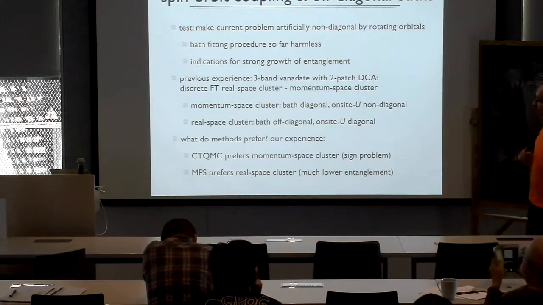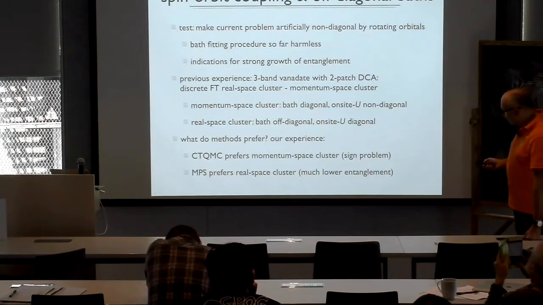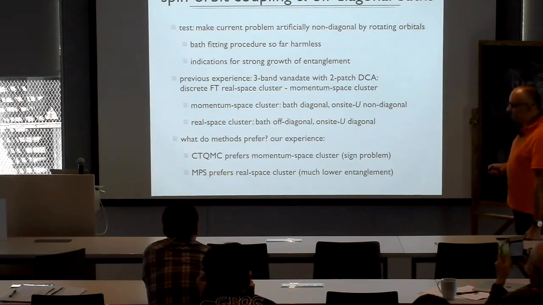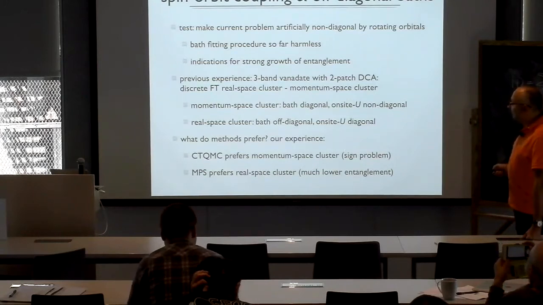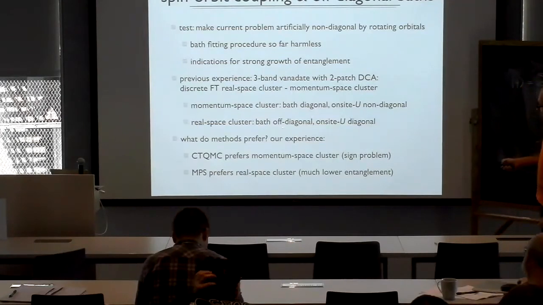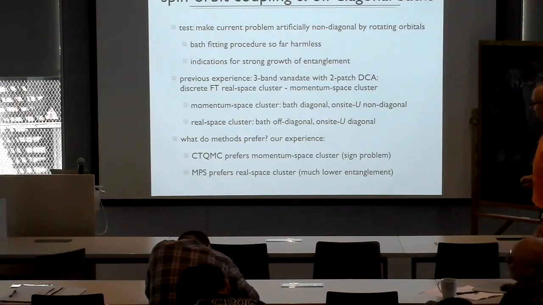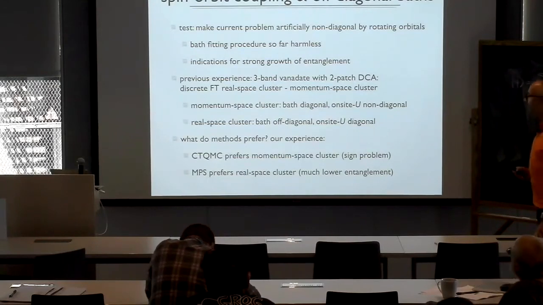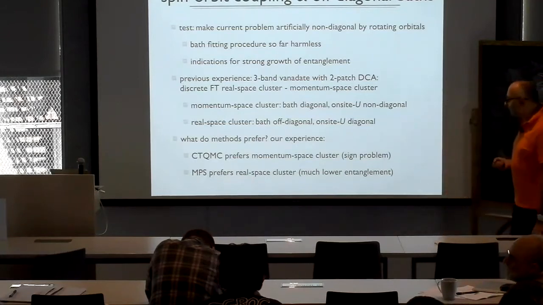The question is, what do you do, of the many versions you could do in between? And there, CTQMC doesn't want the real space cluster, because it has a sign problem there because of the off-diagonal hopping. On the other hand, we found already at that time that the matrix product state has a very clear preference for the real space cluster.